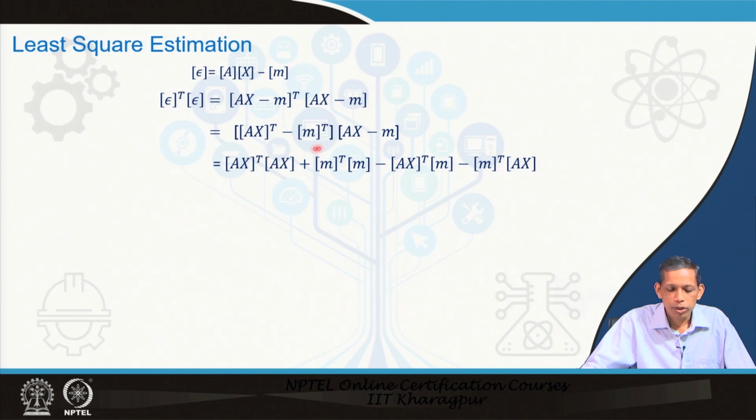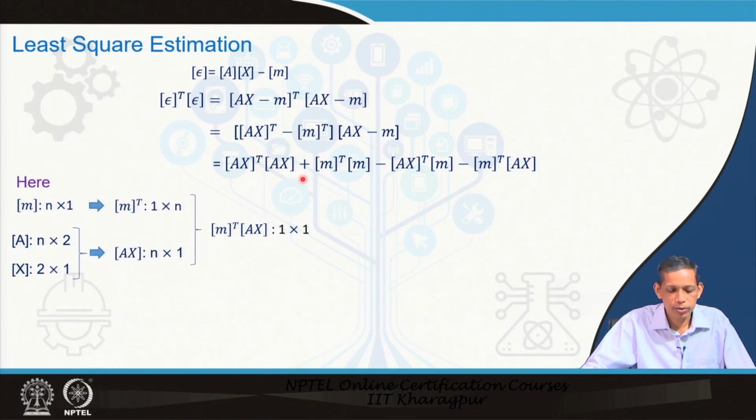Now, if you multiply these two parts, that becomes A x transpose into A x, and then m transpose into m, plus minus A x transpose into m, and minus m transpose into A x. So two quantities here and two quantities here give us these 4 quantities.